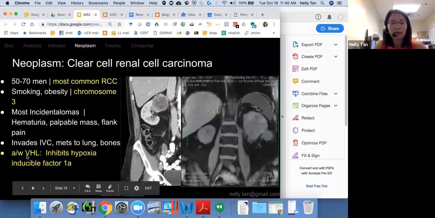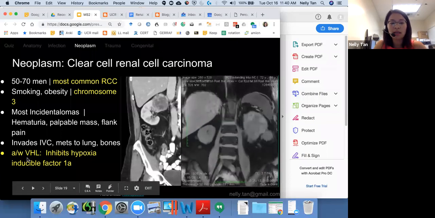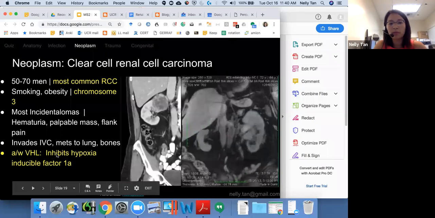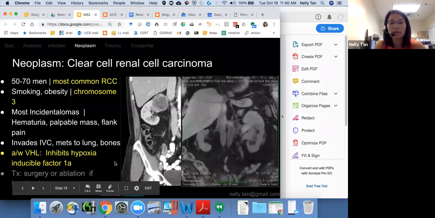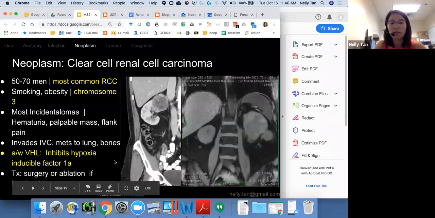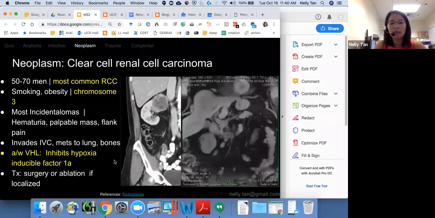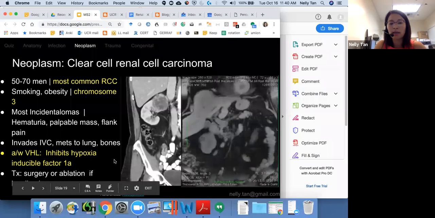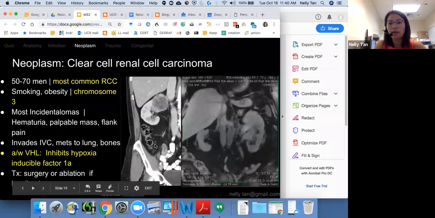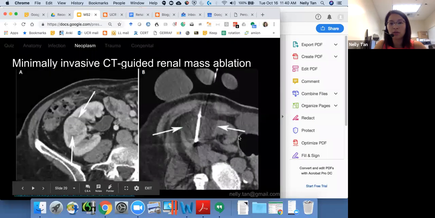Associated with VHL, von Hippel-Lindau syndrome, patients with VHL have problems with the HIF-1 alpha. So there's a constant state of hypoxia, which leads to angiogenesis. Patients with RCC can be treated with nephrectomy or can have an ablation. I'll show you what an ablation looks like.